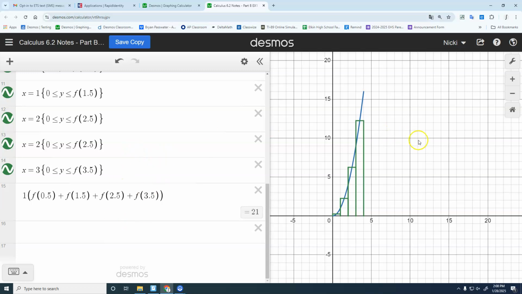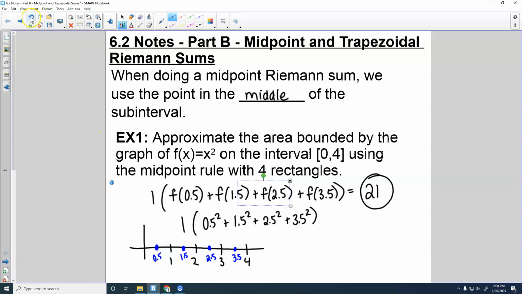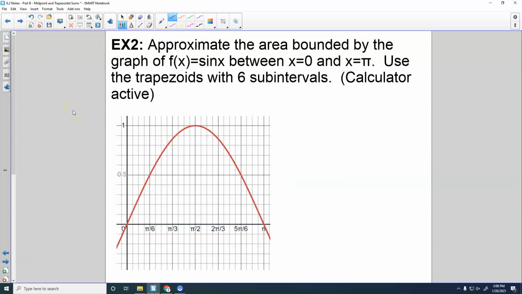So, let's continue on. Another option that is possibly even more accurate is to do trapezoids.